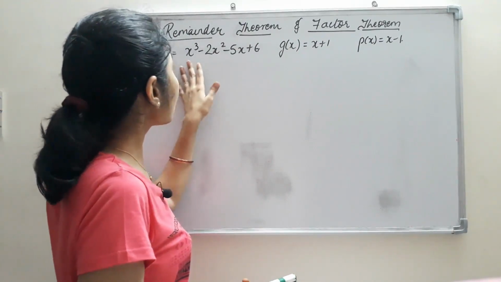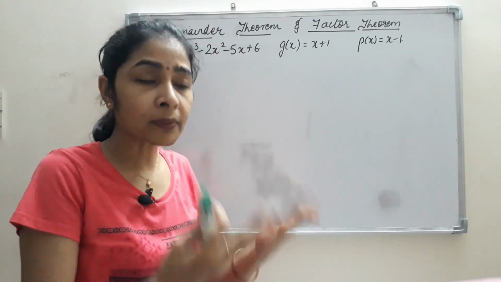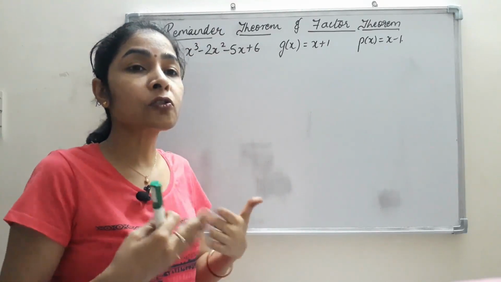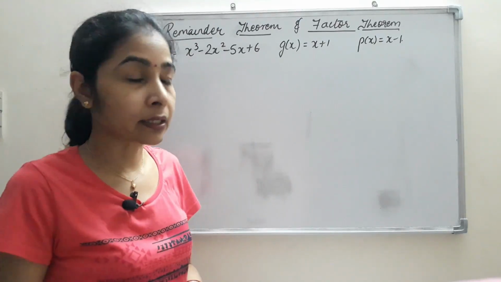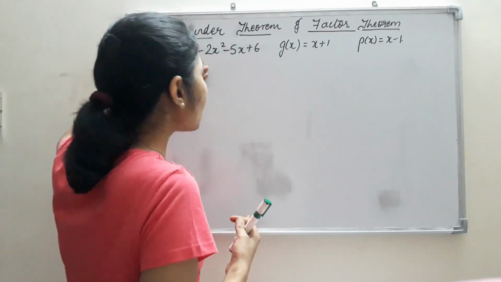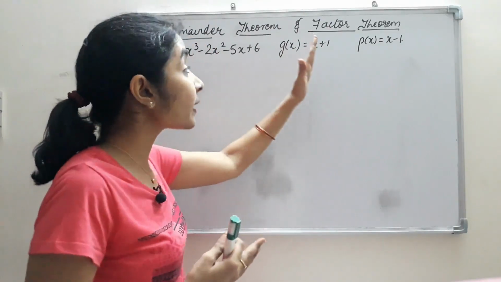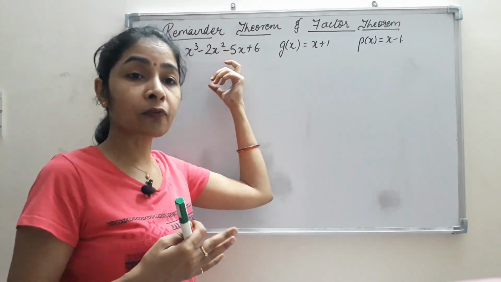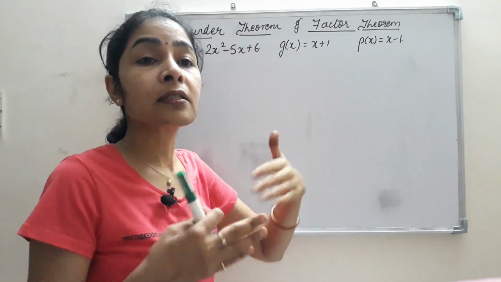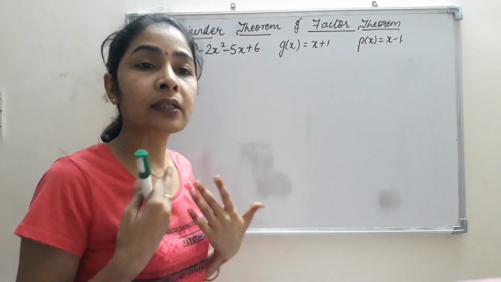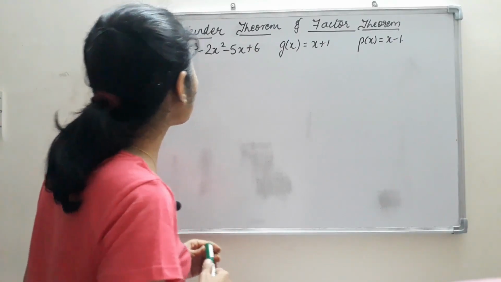Now in the case of polynomials, the division stops. What happens in normal division of whole numbers? The division stops where the divisor is greater than the remainder. In the same way, in polynomials also, the division stops where the degree of the divisor is greater than the degree of the dividend. It continues till the degree is equal to or greater than the degree of the divisor, otherwise it stops there. So here the remainder theorem, how does it work?